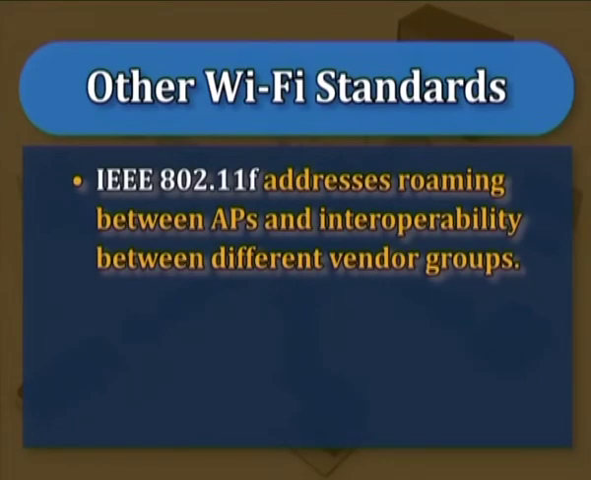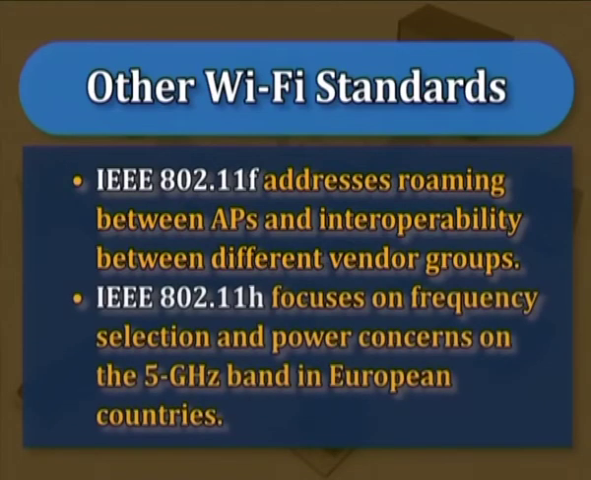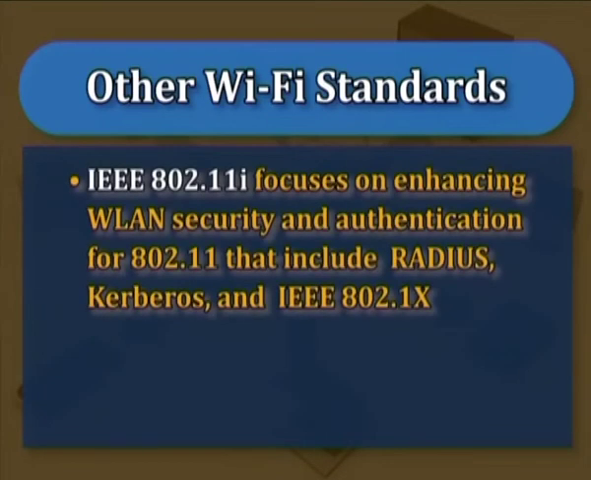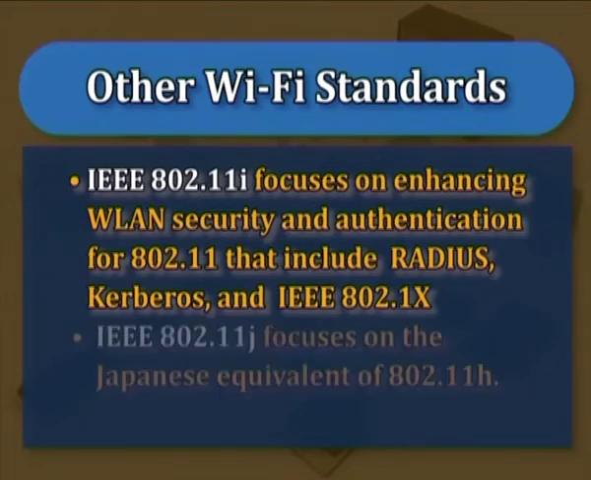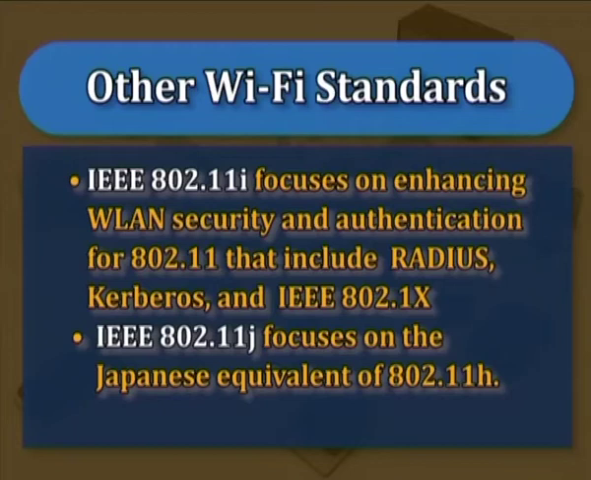IEEE 802.11f addresses roaming between APs and interoperability between different vendor groups. IEEE 802.11h focuses on frequency selection and power concerns on the 5 GHz band in European countries. IEEE 802.11i focuses on enhancing WLAN security and authentication for 802.11 that include RADIUS, Kerberos and IEEE 802.1x. IEEE 802.11j focuses on the Japanese equivalent of 802.11h.